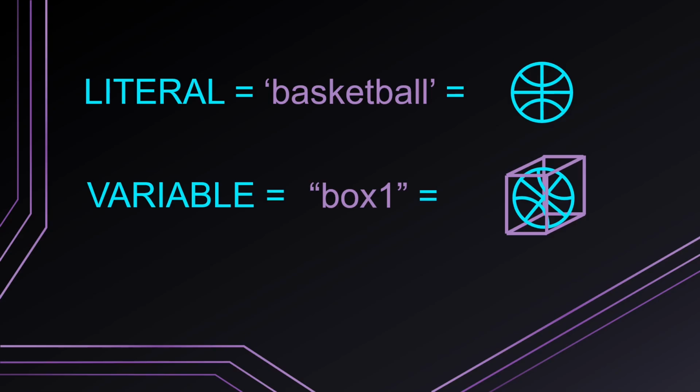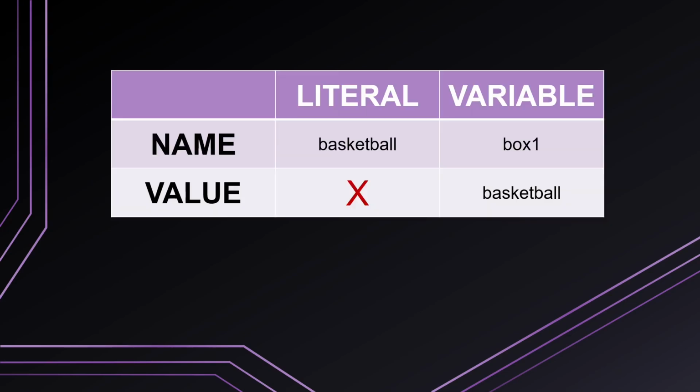In this instance, the variable name is box 1, but we're actually more interested in what is inside the box, since the box is just a container for something. A variable has two elements, a name and a value. The name is how you call the variable, but the value is what you get. In other words, I may ask for box 1, but I'm going to get the value of basketball given to me. A literal is more straightforward as it does not have a value. You could say its name is its value, since what you see with a literal is what you get.